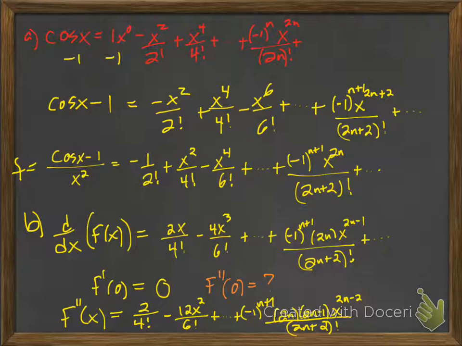In this expression now for f double prime, I can plug in 0, and you can see it zeroes out everything except 2 over 4 factorial. And 2 over 4 factorial is 2 over 24, 1/12. That is greater than 0, so we have a concave up function. That means we have a relative minimum. And that's justification enough, just showing f double prime is greater than 0. Now you can say f prime of 0 is 0, and f of 0 is a relative minimum.